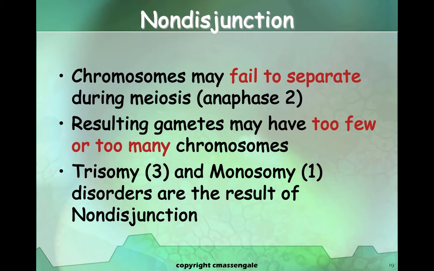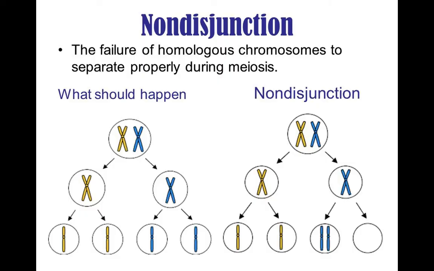So whenever you're looking at a karyotype, and if you see one that has a triplet or a single chromosome alone, or a triplet set of chromosomes, then that means that that disorder was caused by non-disjunction. That this is what happened. The chromosomes failed to separate during anaphase 2. Okay, and I'm going to show you what this looks like here.